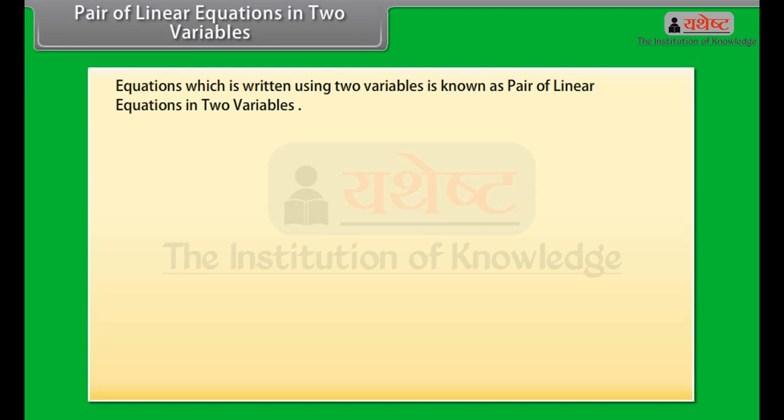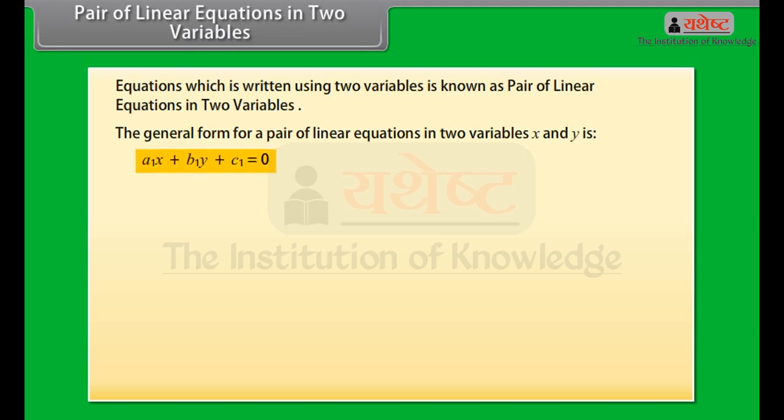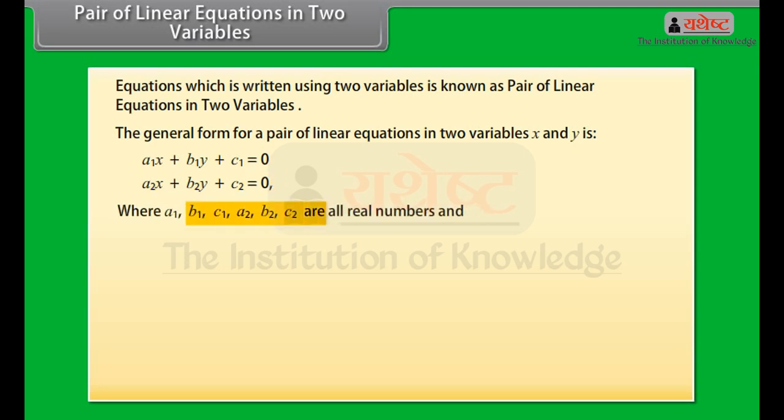Pair of linear equations in two variables. Equations which are written using two variables are known as a pair of linear equations in two variables. The general form for a pair of linear equations in two variables x and y is a1x + b1y + c1 = 0, a2x + b2y + c2 = 0, where a1, b1, c1, a2, b2, c2 are all real numbers and a1 square plus b1 square is not equal to 0, a2 square plus b2 square is not equal to 0.